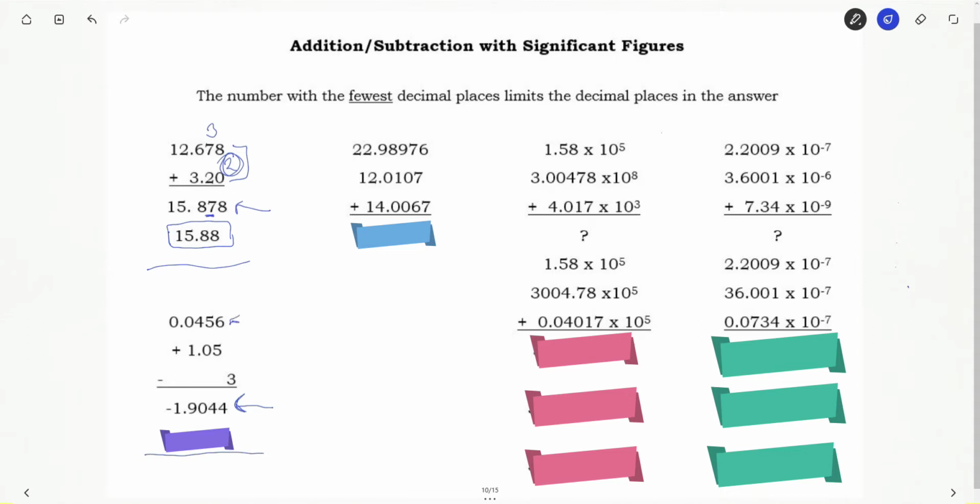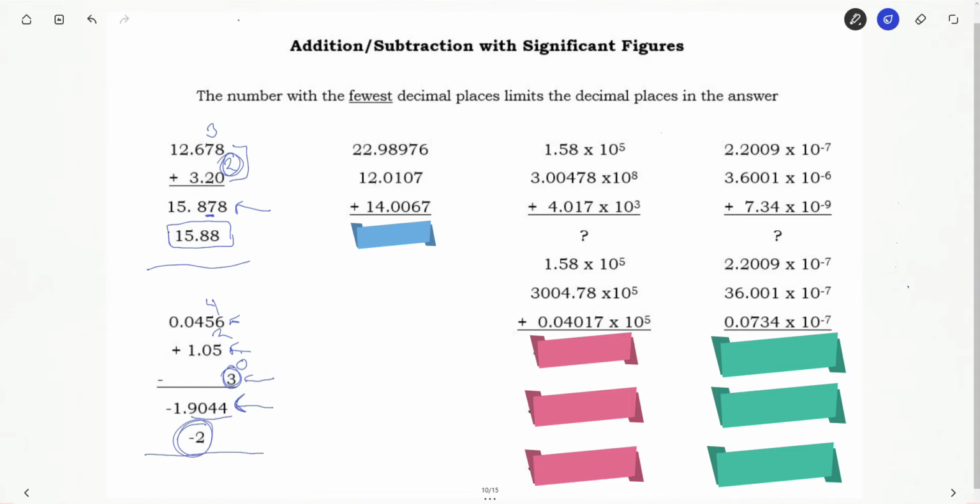My first one here, I have 4 decimal places. And my second number here, I have 2 decimal places. And if I look at my 3 there, I have 0 or no decimal places. So if I go to my answer, again, my calculator has given me 4 decimal places, but in this case, what's going to limit me is my 3 here because it has no decimal places. That means I need to round to 0 decimal places. So my negative 1.9044 simply rounds to -2.